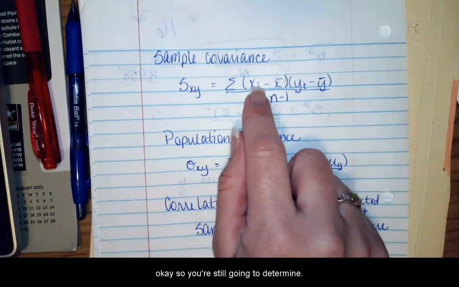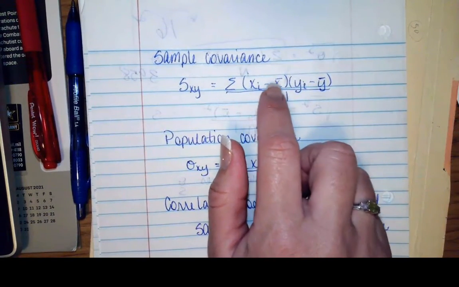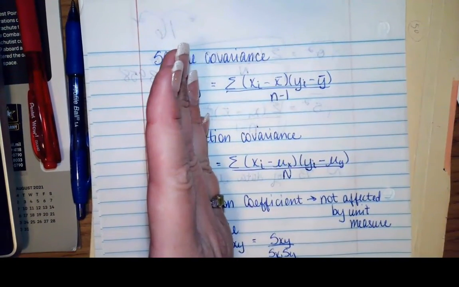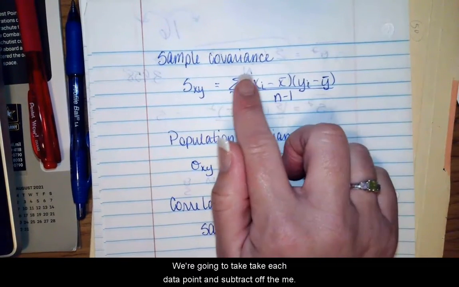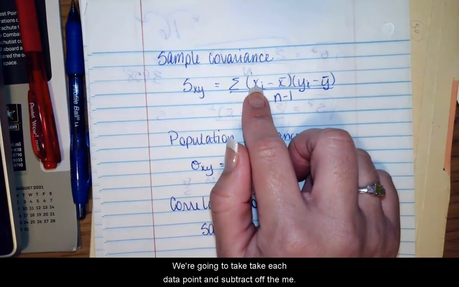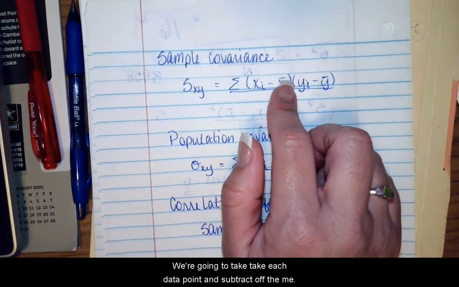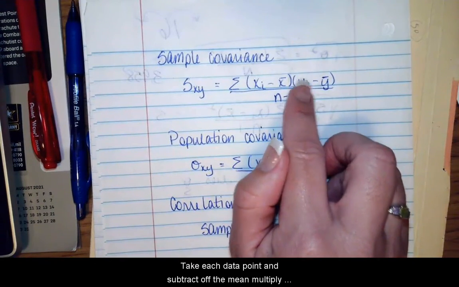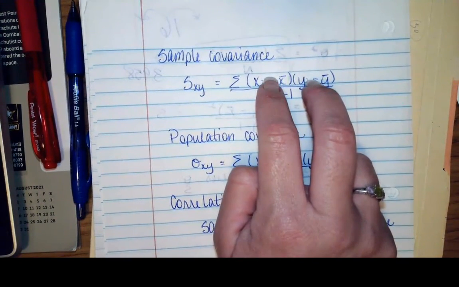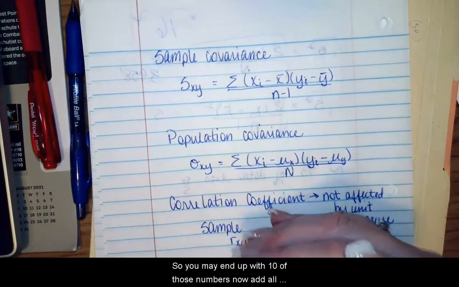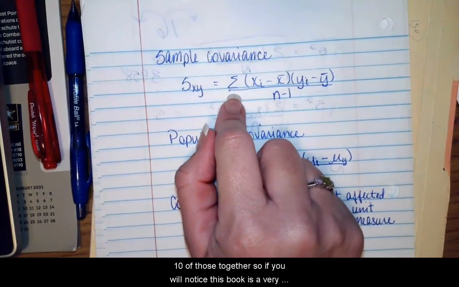Okay, so you're still going to determine what your mean is for one variable. You're going to determine your mean for the other variable. You're going to take each data point and subtract off the mean. Take each data point and subtract off the mean. Multiply those two numbers together. Okay, so you may end up with 10 of those numbers. Now add all 10 of those together.